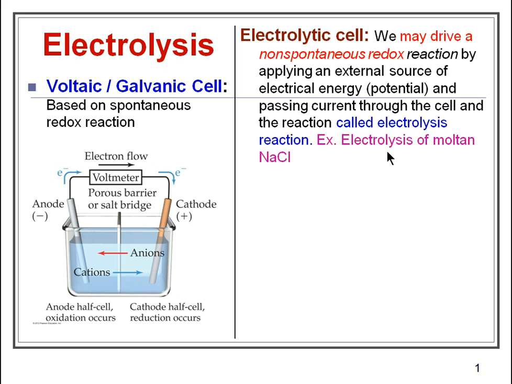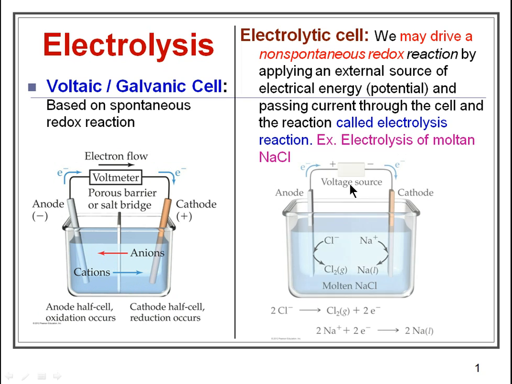So for example, electrolysis of molten sodium chloride. And if you look at the diagram for the electrolytic cell, it is almost the same. There are few differences. Number one, the anode is the same on the left hand side, and the oxidation reaction happens on that electrode, and the cathode is on the right hand side, and the reduction reaction happens on the cathode, but there is no salt bridge, only electrolyte will be there.